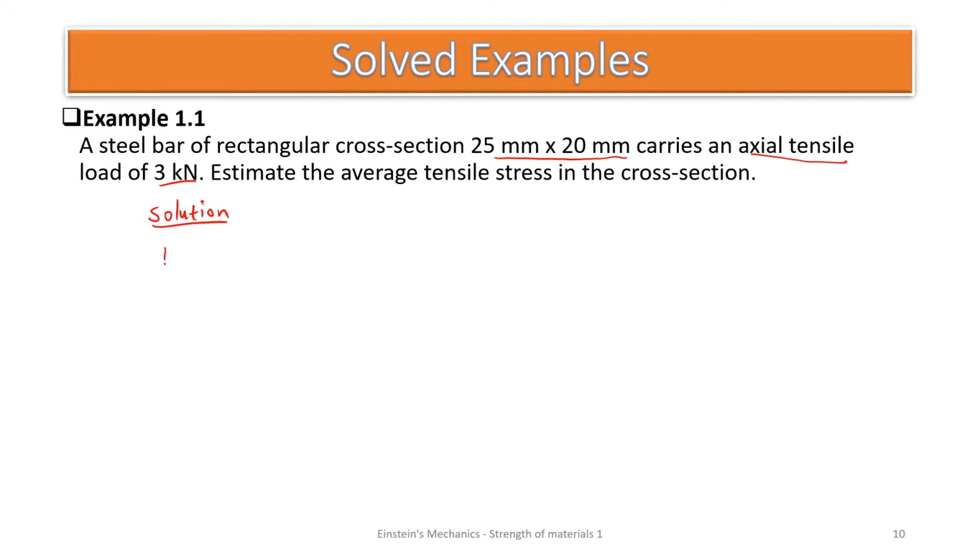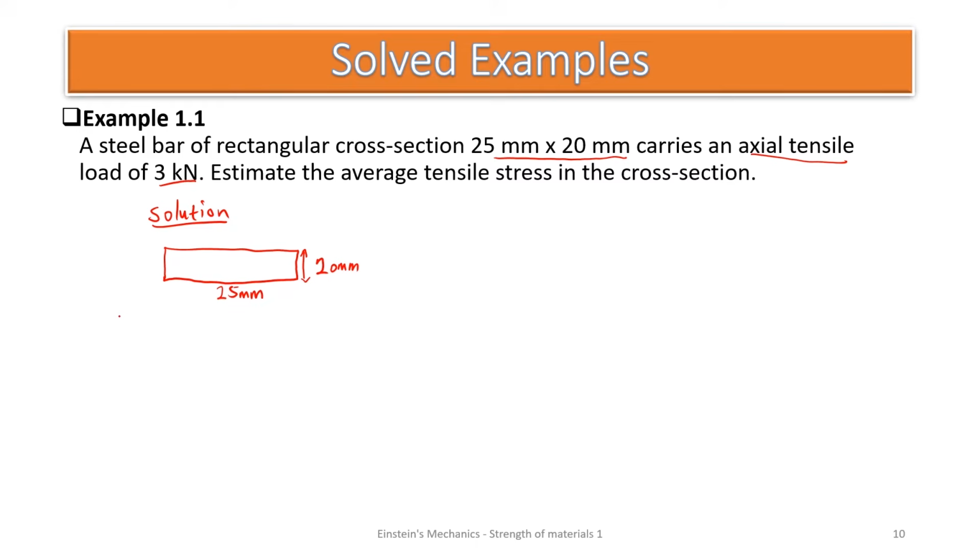Let's assume this is the bar. The cross-section area we can have here is 25 millimeters by 20 millimeters. Remember, the area is the length times the width. We should convert units to meters. Remember, the unit for stress is Newton per meter squared, so we should convert all our millimeters to meters.